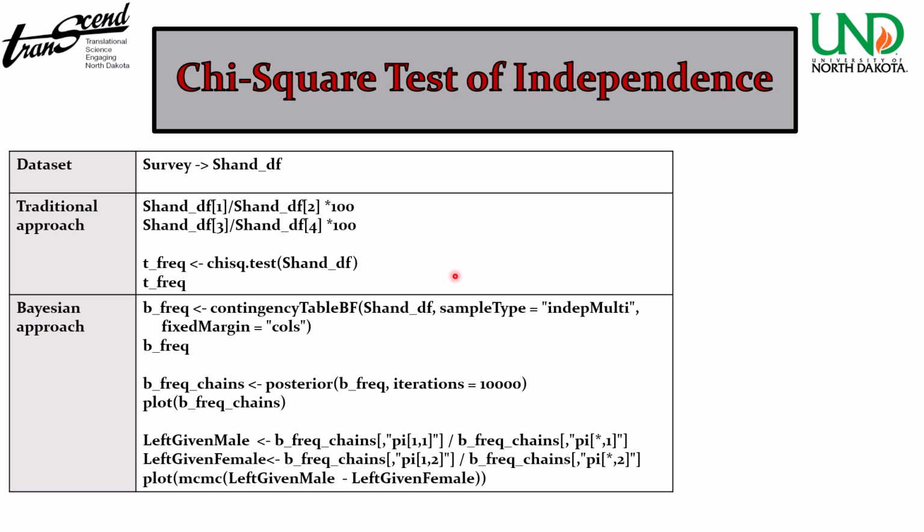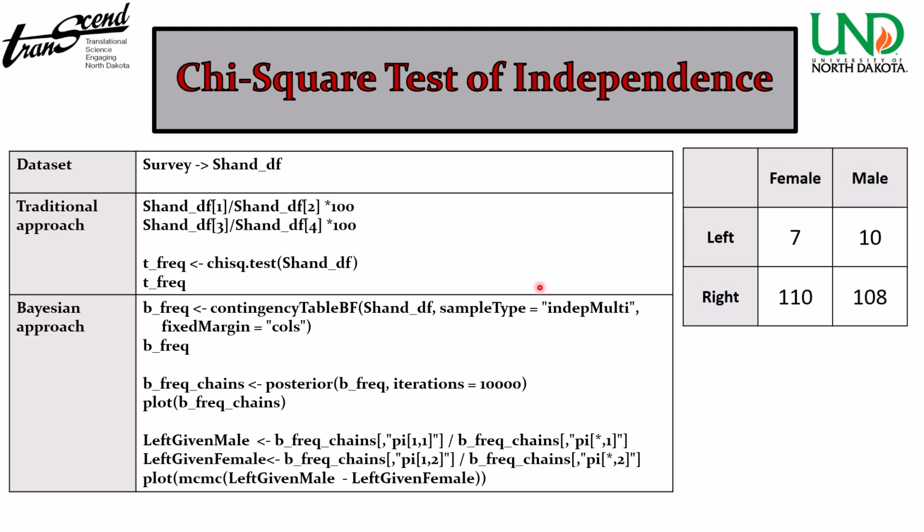It'll make more sense actually visualizing it. But really, what we're looking at here is the frequency data. We're looking at the counts. So this is the number of left-handed: there's a total of 17, 7 female, 10 male. And there's over 200 right-handed, so obviously left-handed is in the minority. There's 110 female, 108 male. And the question is, is there a difference in handedness by sex? Do males tend to have higher or lower left- or right-handedness compared to females?